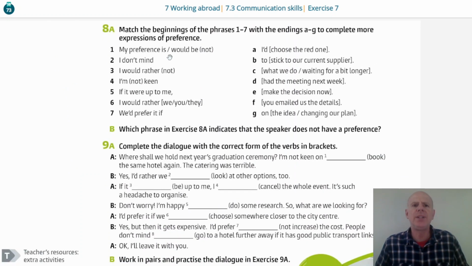For example, my preference wouldn't be, would not be, I don't mind, I would rather, I'd rather not, I'm keen, I'm not keen, if it were up to me. Look at this. And by the way, were after it. And you're going to say, but I was, you were, he, she, it was. Yes, but not in this structure, okay?